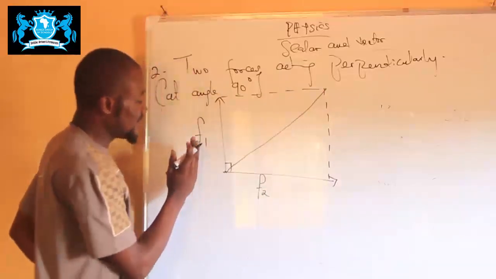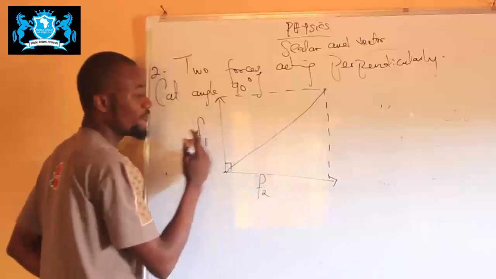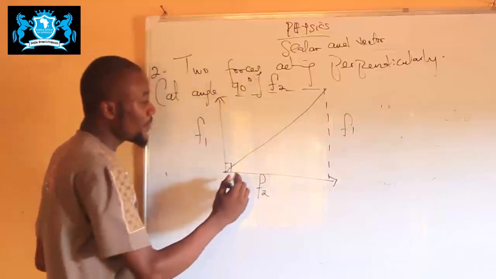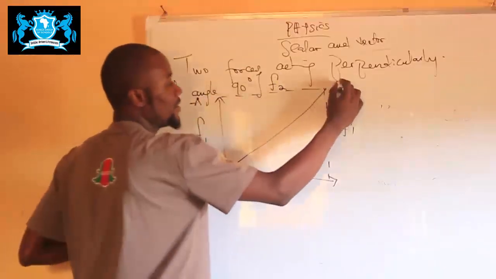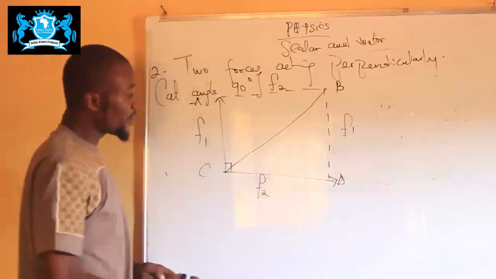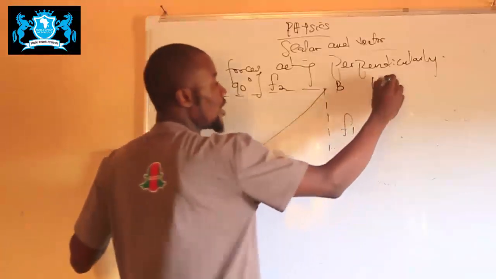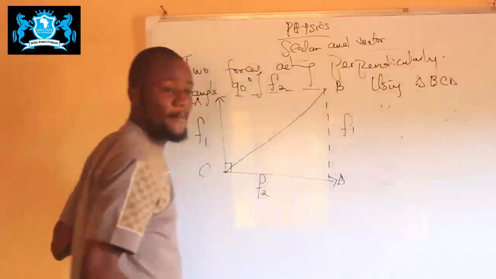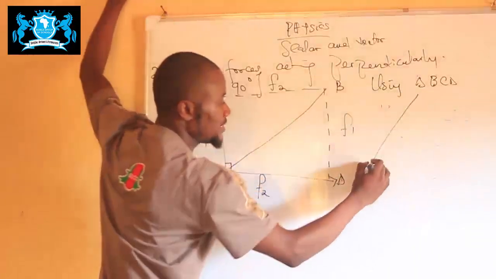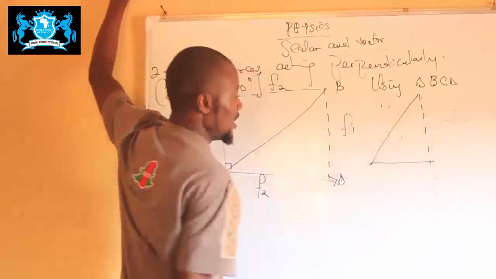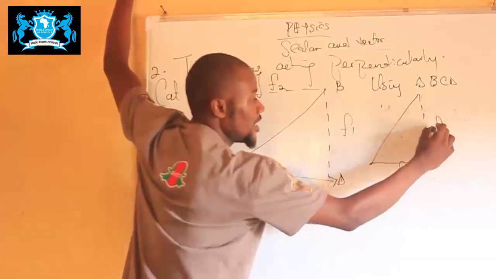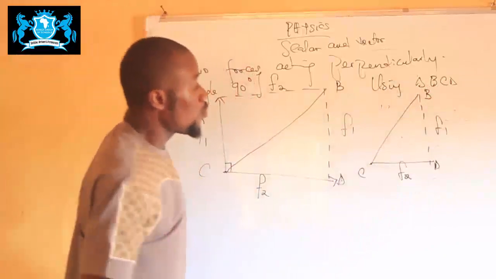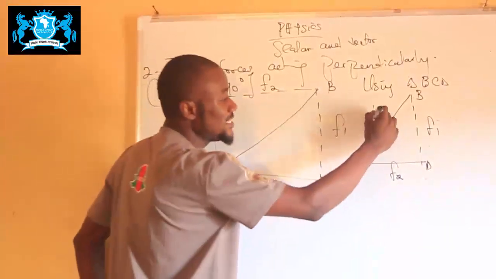Now, you believe with me that if here is F1, opposite sides are equal. Here is F1, here will also be F1. Here is F2, here will also be what? F2. Now, let's label the corners A, B, C, D, and bring out a triangle BCD. Using triangle BCD, you'll be having something like this. Here is still your F2, here is still your F1, and C, B, D. Now, what is the resultant force? The resultant force is this side.